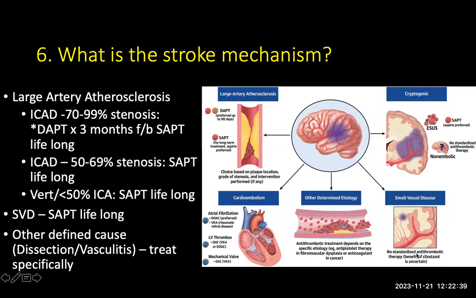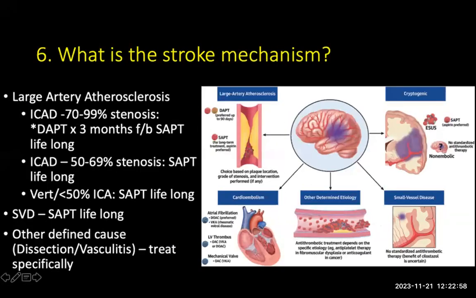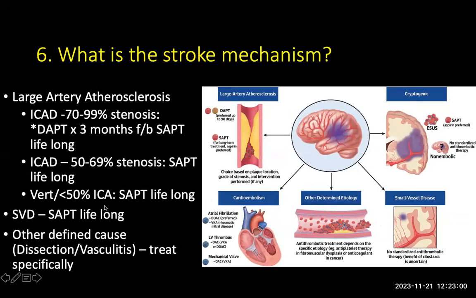Small vessel disease is when you have lipohyalinosis of the terminal perforator vessels, and you get the deep lacunar strokes from this. Again, no great evidence. We have some subgroup analysis of our major stroke trials, which suggest maybe there's some benefit of antiplatelets to them, but I would continue these patients on single antiplatelets.